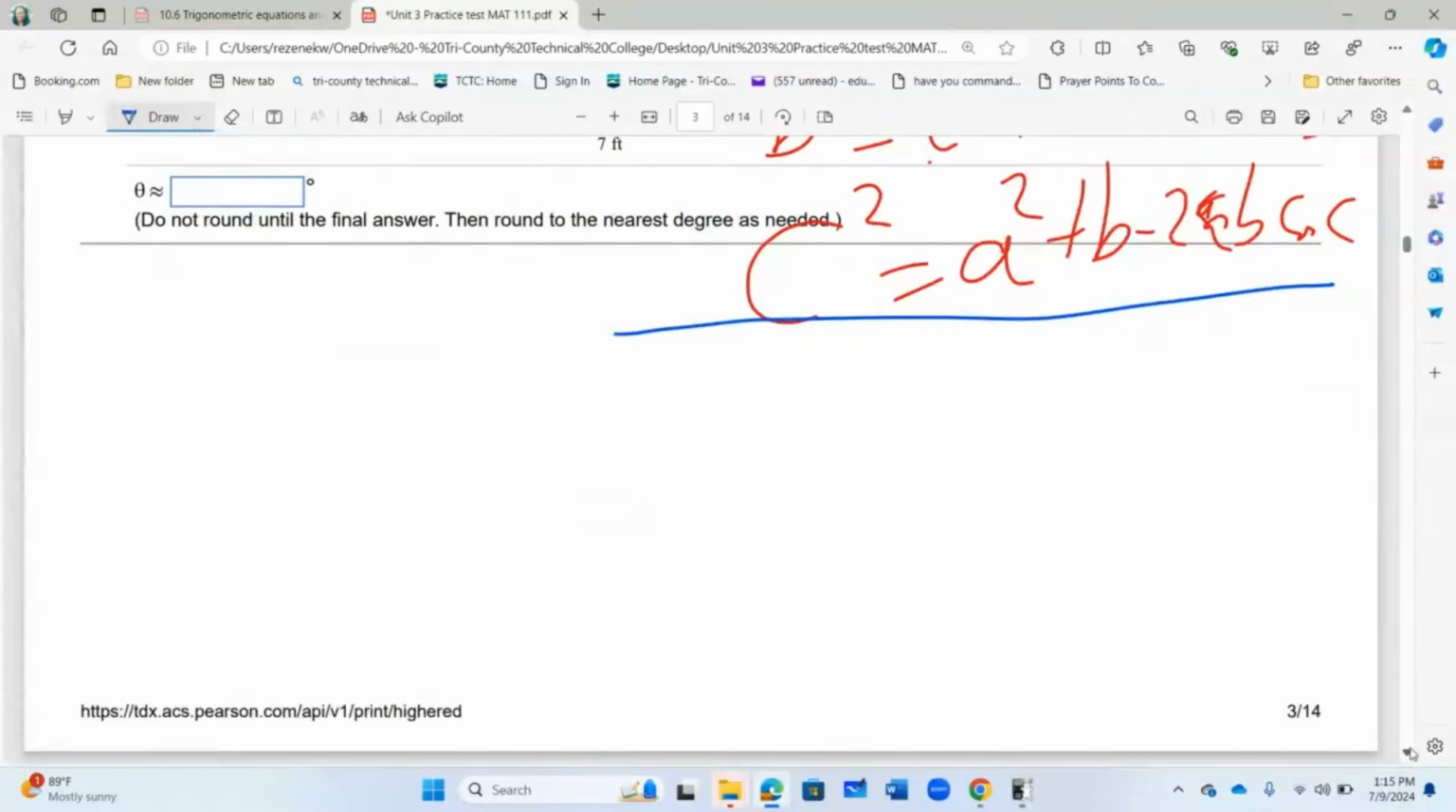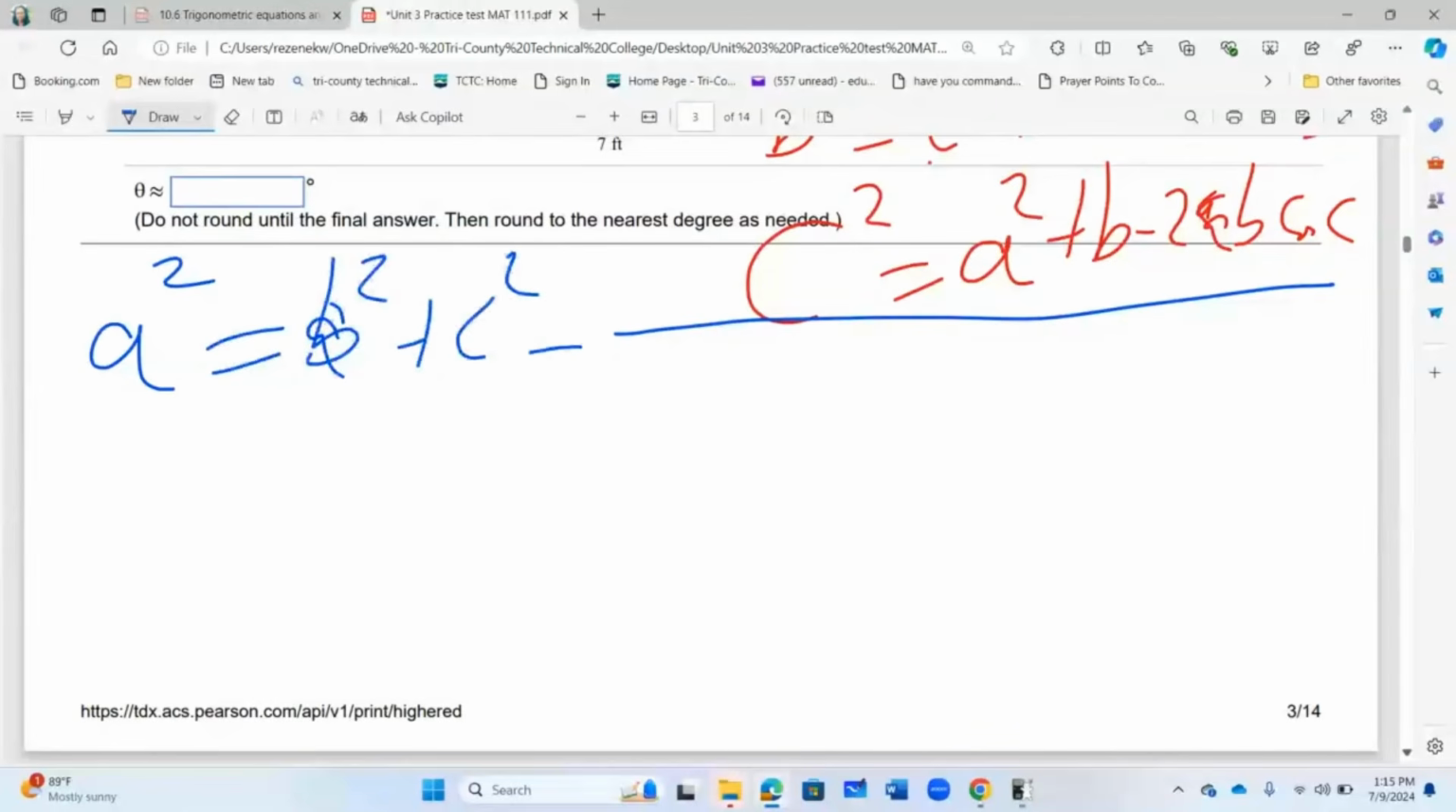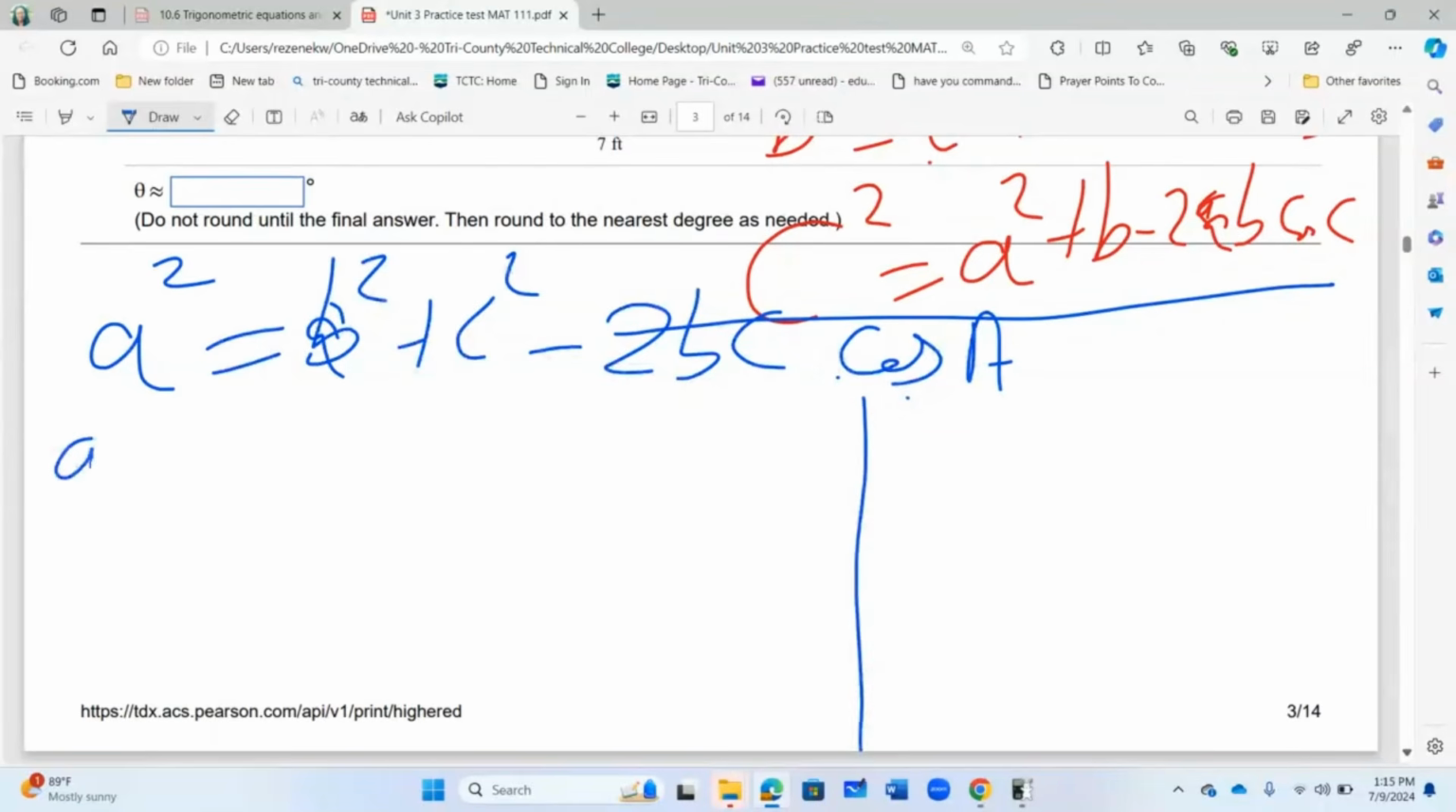Okay, so let me first of all write A squared is equal to B squared plus C squared minus 2BC cosine of the angle. So now I want to solve for cosine of A. So I'm going to move everything on the left-hand side to the right. So I would write A squared minus B squared minus C squared.